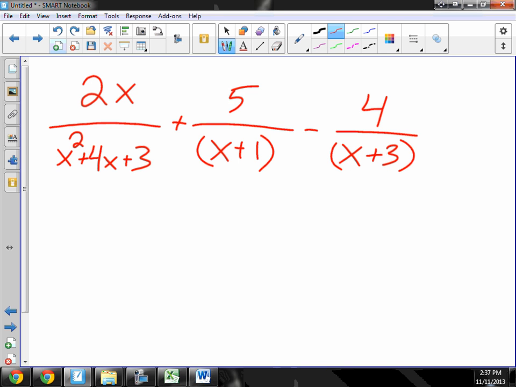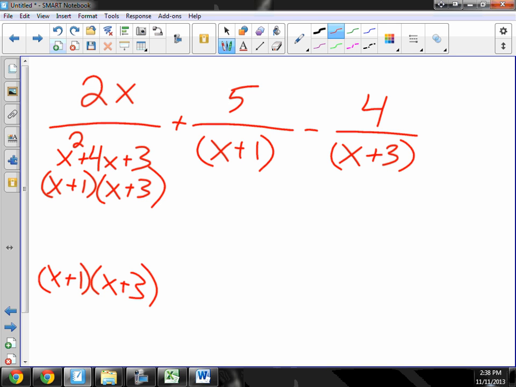All right. Let's factor the first one. X plus 1 times x plus 3. So what is my common denominator going to be? X plus 1 times x plus 3. So my common denominator is x plus 1 times x plus 3.